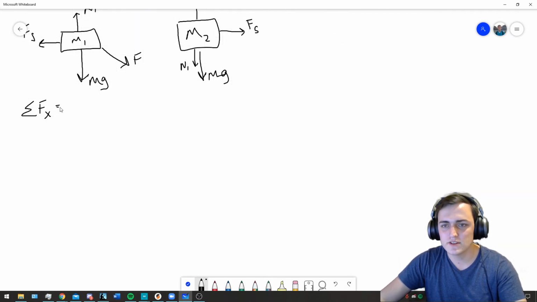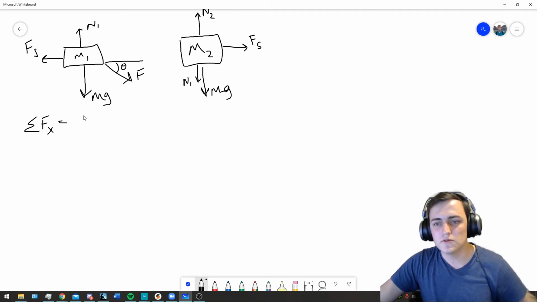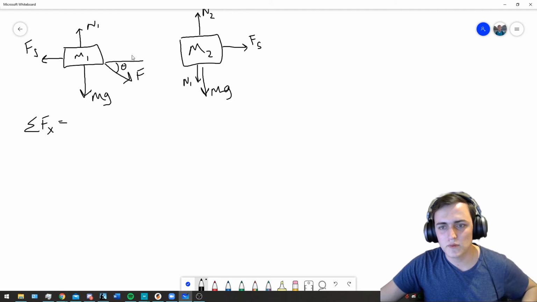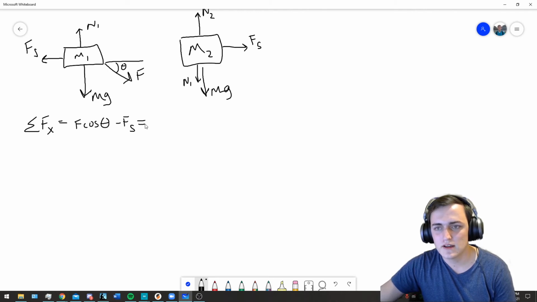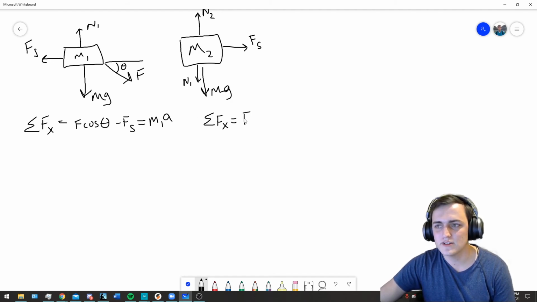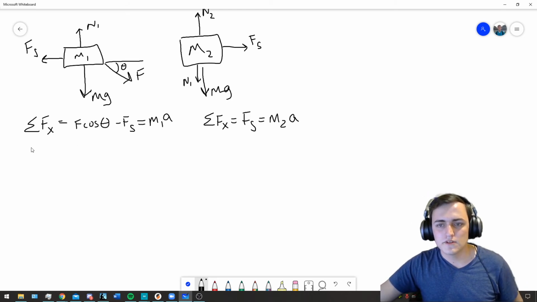Net force in the x direction is equal to, oops, went a little too far there. We have this theta there that pushes down. So we have the positive force is F, and we want the x component, so that's adjacent, cosine theta. And in the negative direction, we have static friction, and that is equal to m1 times a. And if we look at the net force in the x direction for the other block, it is just the static friction, and that's equal to m2 times a. And that's a little bit simpler. Let's look at the y direction.